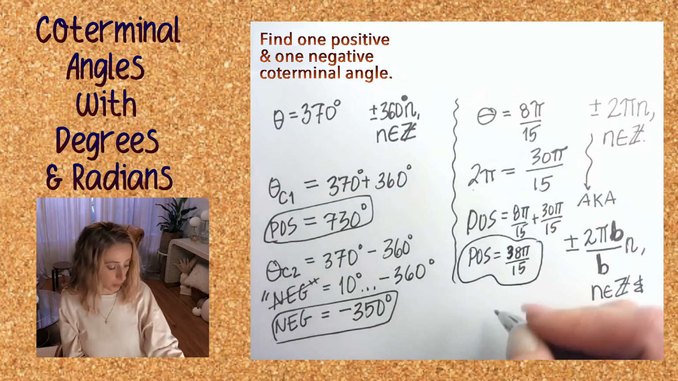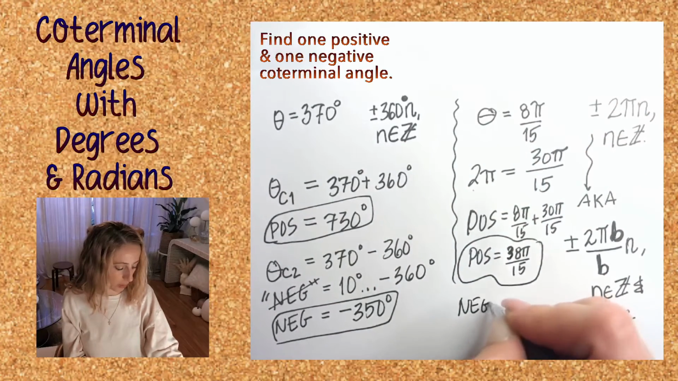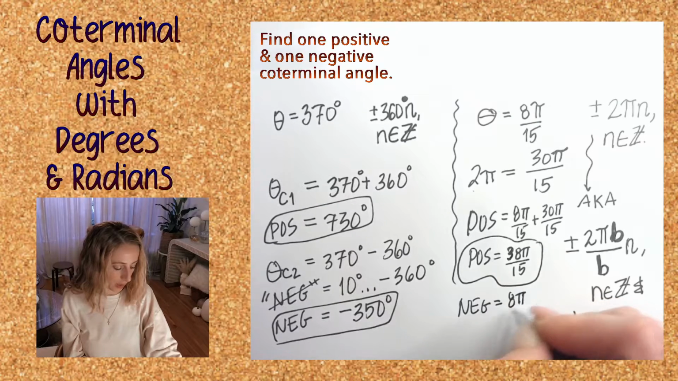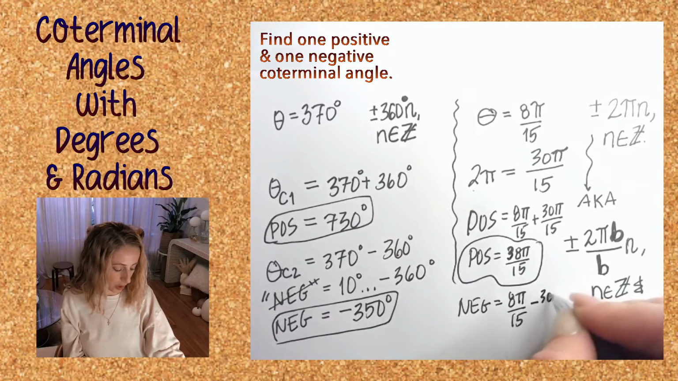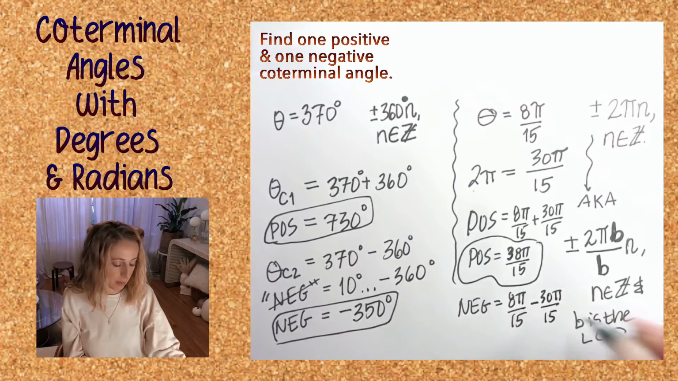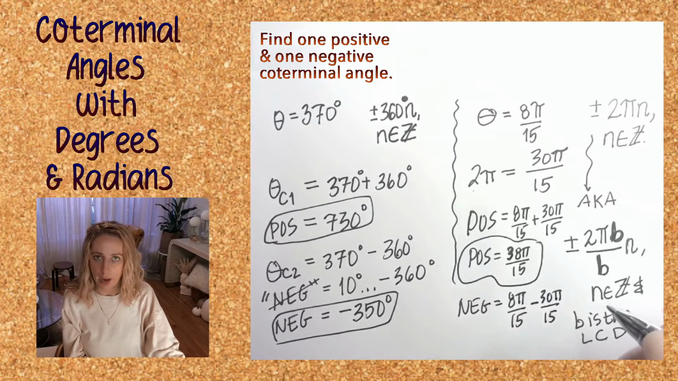Again, go back to where you started. So now we're going to find our negative one. So it's 8 pi over 15. You go back to where you started. Minus 30 pi over 15. It matters which order you subtract in.